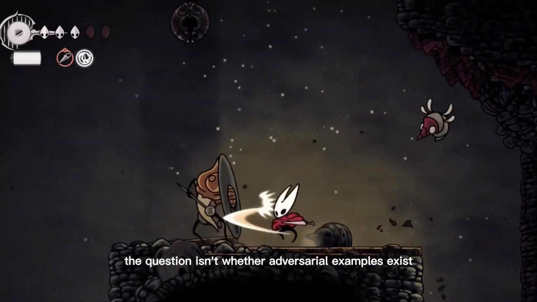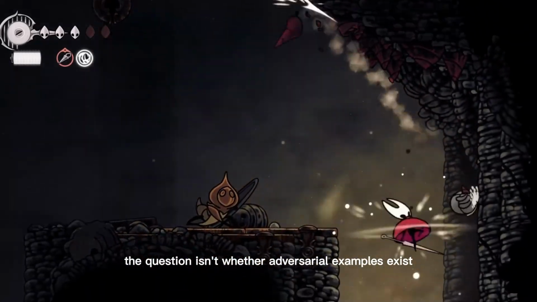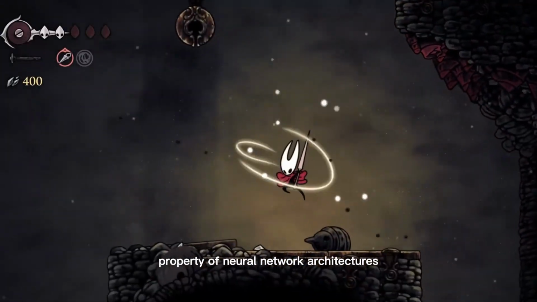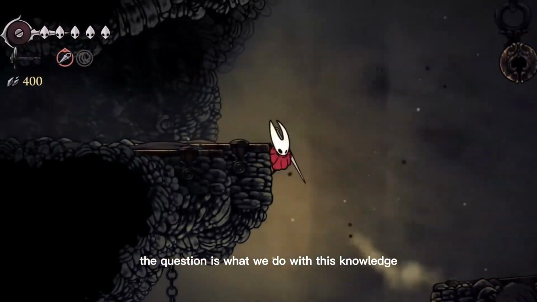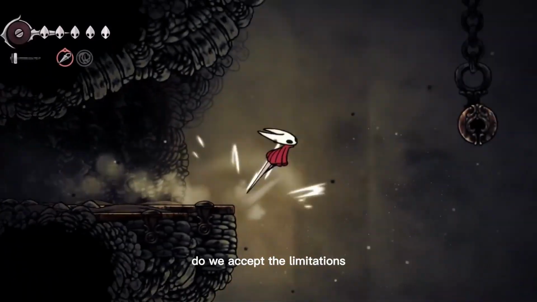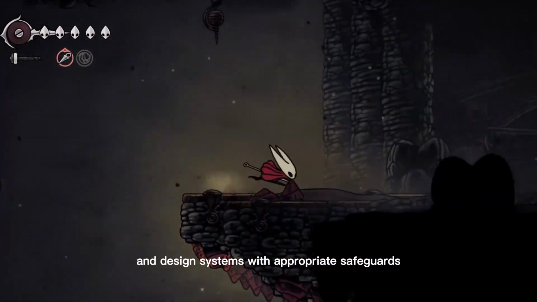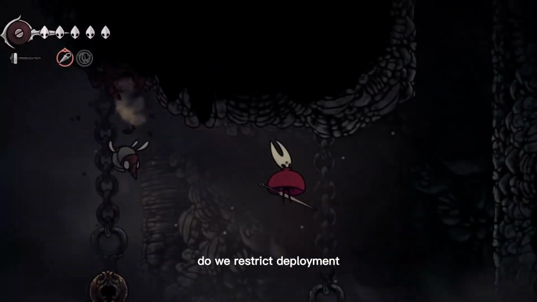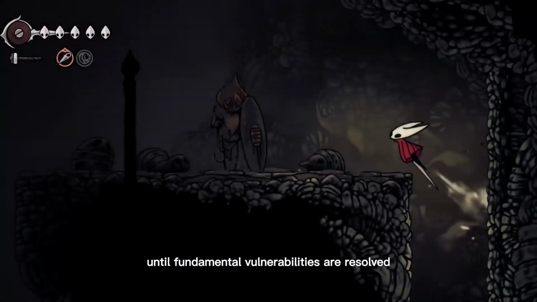The question isn't whether adversarial examples exist. Evidence confirms they're an inherent property of neural network architectures. The question is what we do with this knowledge. Do we accept the limitations and design systems with appropriate safeguards? Do we restrict deployment until fundamental vulnerabilities are resolved?